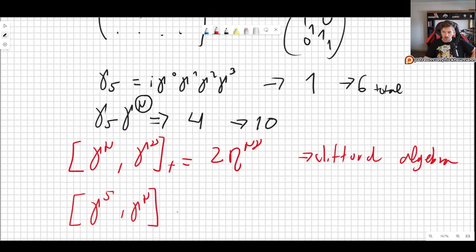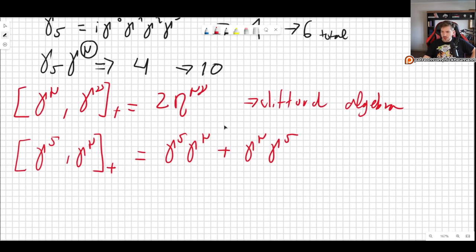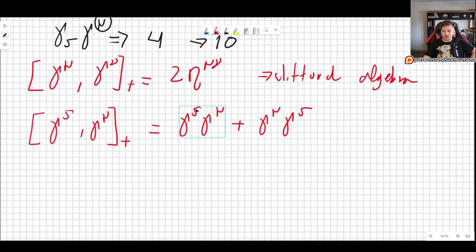Does it anti-commute or not? Well, let's just expand this. Let's just use the definition of what an anti-commutator is. It is simply gamma 5 gamma mu plus gamma mu gamma 5. Now, in the future, we will see a way in which we can write down gamma 5 in general terms with Greek indices, and then we won't have to do this explicitly.